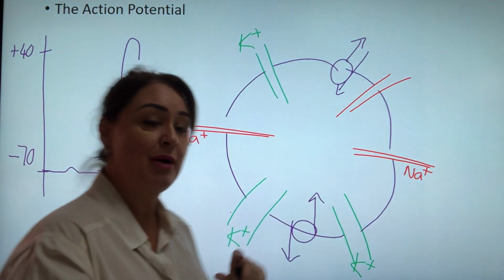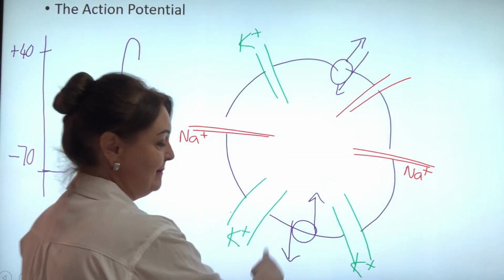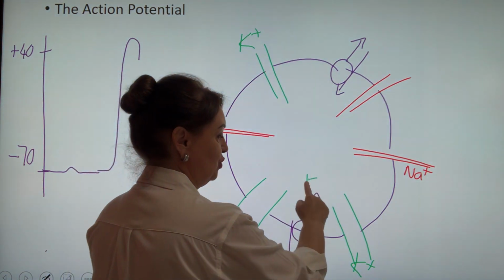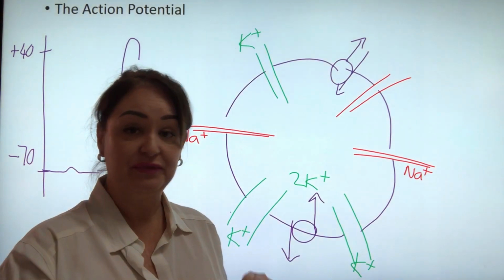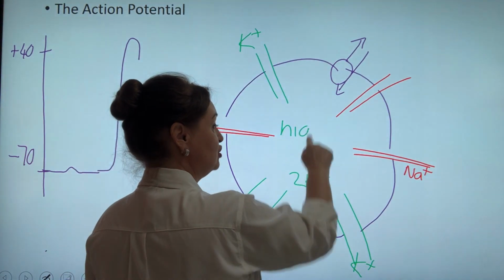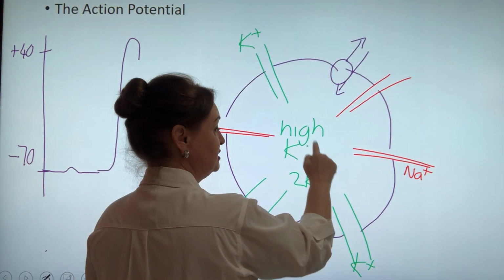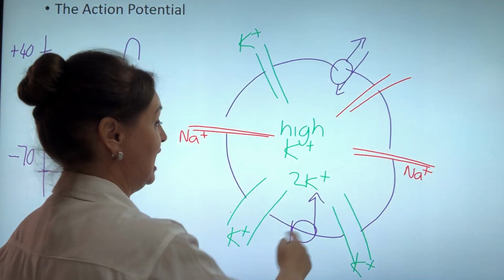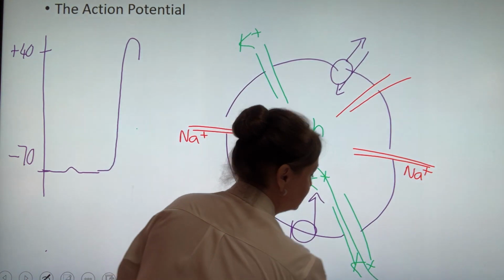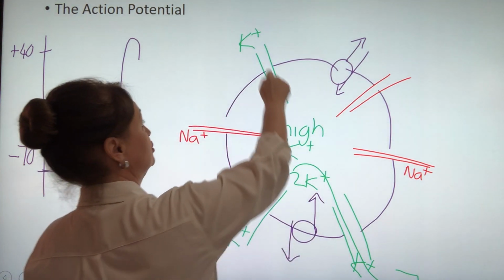And let's think about what that does. Remember, the sodium-potassium pump was pumping 2 potassium ions in all the time. So we've actually got a high concentration of potassium ions. So the minute those channels open, what's going to happen is potassium is going to start flying out.